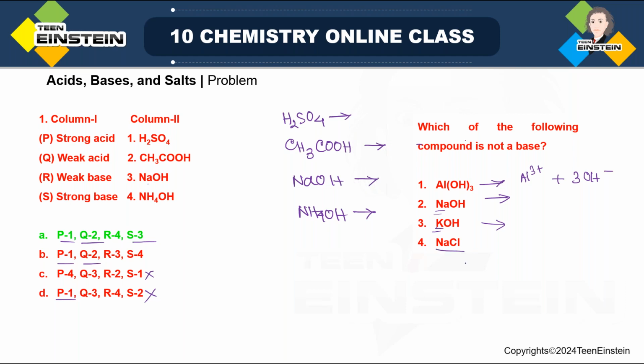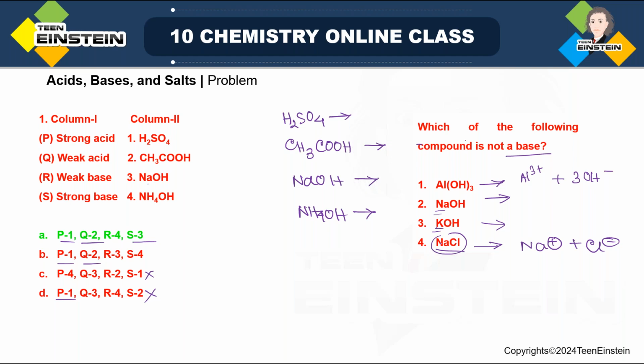But the last one is sodium chloride. When it dissociates, you will get Na+ and Cl-. It is not producing any hydroxyl ion. So if we consider the definition of Arrhenius, it cannot be a base. Based on which theory we have to choose the base, no theory name is mentioned. That is fine. But as OH groups are present in most of the compounds, you can consider Arrhenius. According to Arrhenius, sodium chloride should be our correct option because it is not producing any hydroxyl ion.